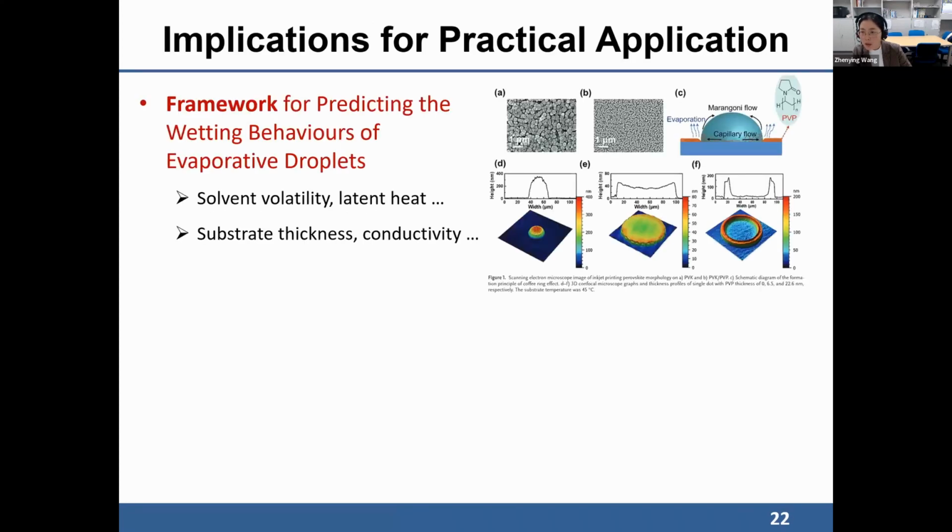So this work has some further implications for practical application. The first one is that this work establishes a framework for predicting the wetting behavior of the volatile droplet on different types of substrate, so that we can predict the wetting behavior with different combinations of liquid and substrate.